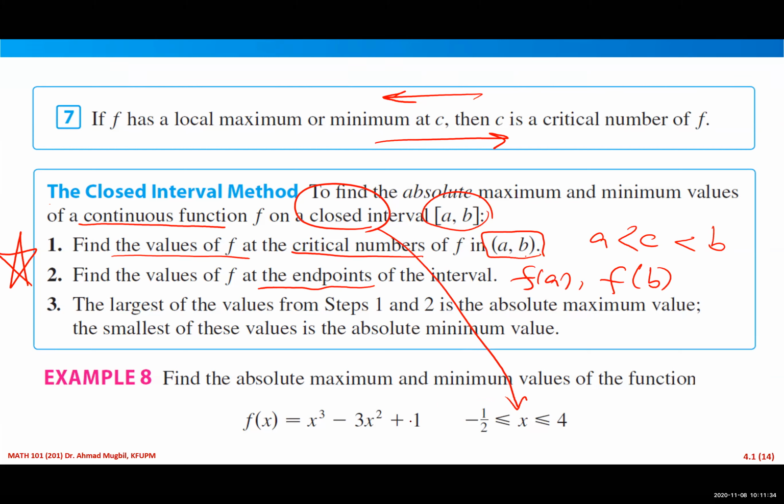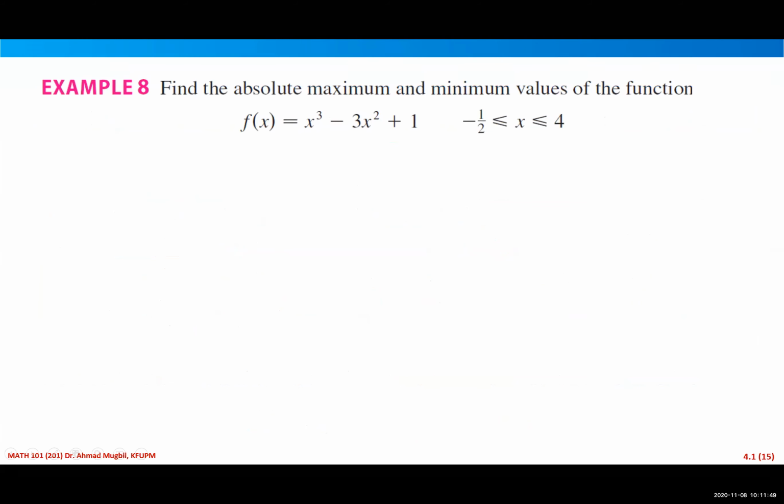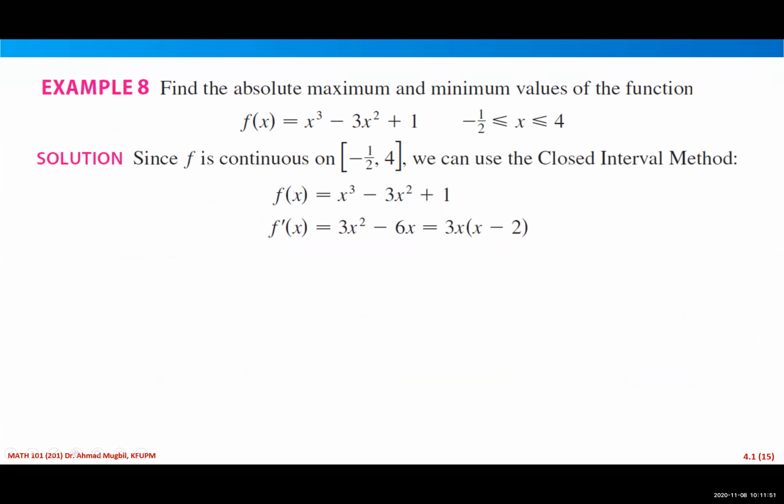To apply this theorem, you need to check the continuity. This function is a polynomial, so it is continuous everywhere, and by default it is continuous here. You have a closed interval. Now you need the critical numbers, so you need to find the derivative of this function: 3x squared minus 6x. Now factor it, because you will put it equal to 0.